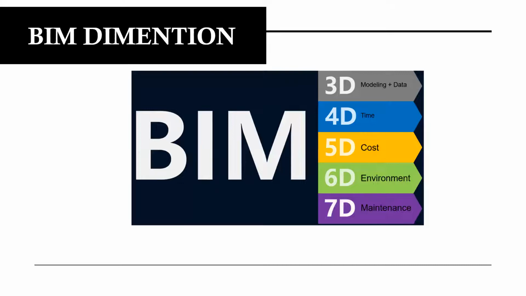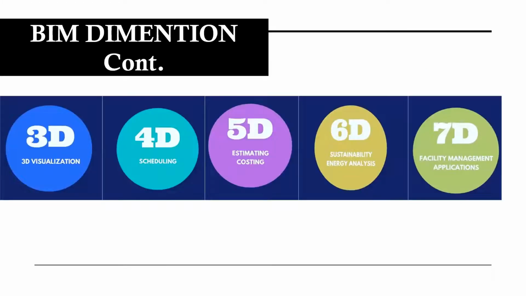Building information modeling comprises five categories: 3D BIM, 4D BIM, 5D BIM, 6D BIM, and 7D BIM. So I will explain one by one. I will explain in English and I will explain in Sinhala as well. So some videos will help me.